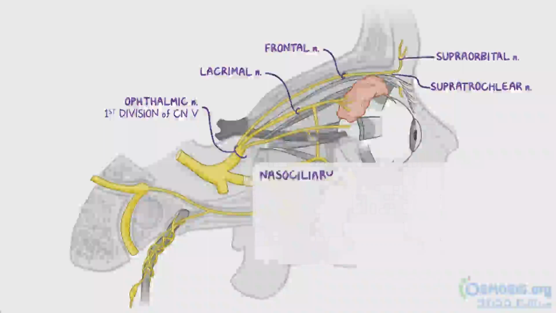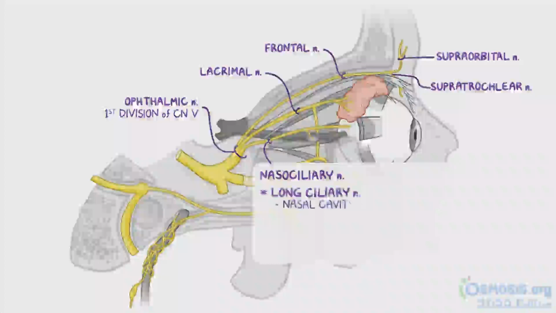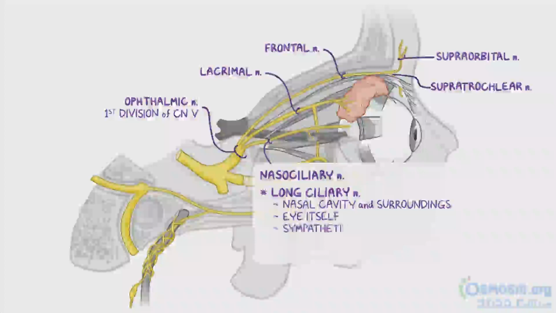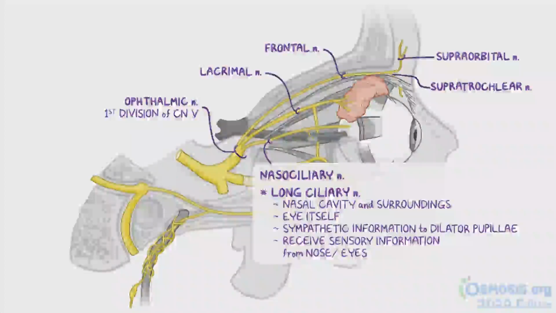Finally, we have the nasociliary nerve, where naso means nose and ciliary refers to the anatomical structures in or around the eye. So this nerve gives branches called the long ciliary nerves, which bypass the ciliary ganglion and go to innervate the nasal cavity and its surroundings, and to the eye itself. Specifically, these nerves bring sympathetic information to the dilator pupillae, while also receiving sensory information from areas of the nose and eyes.